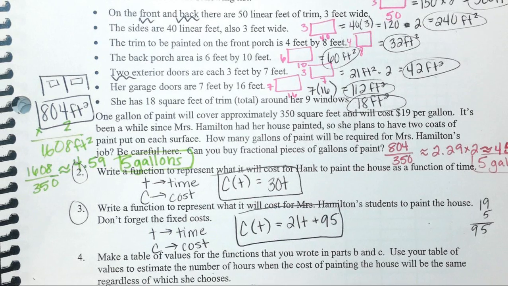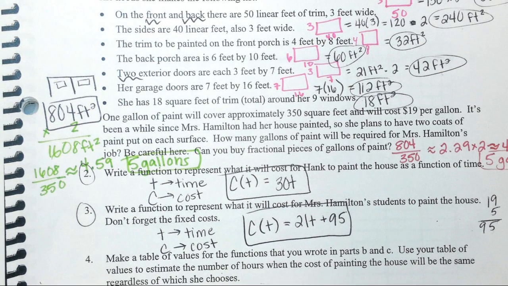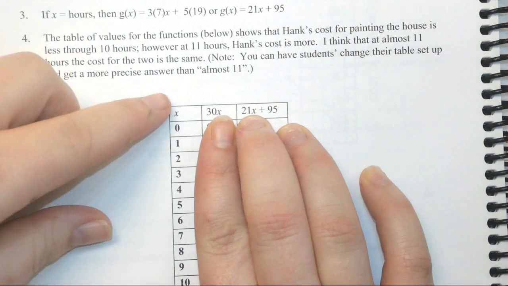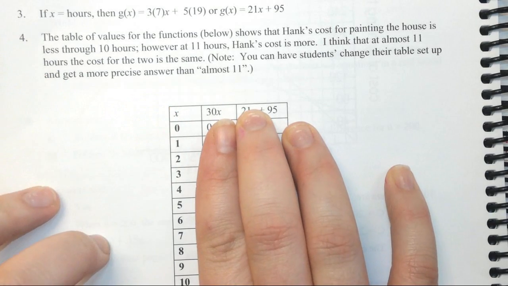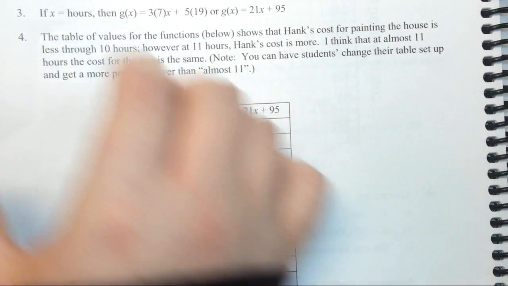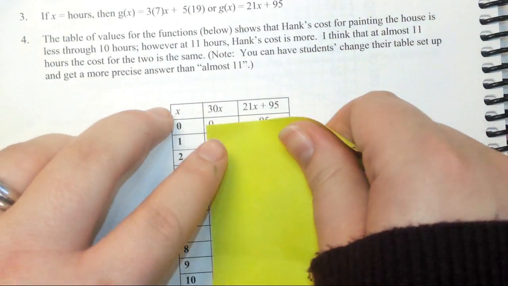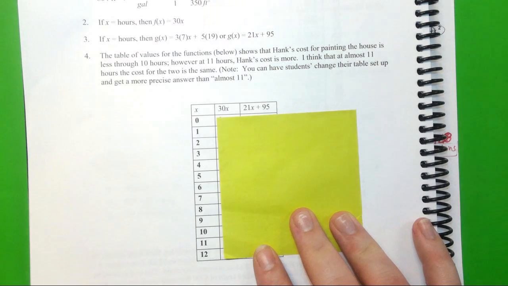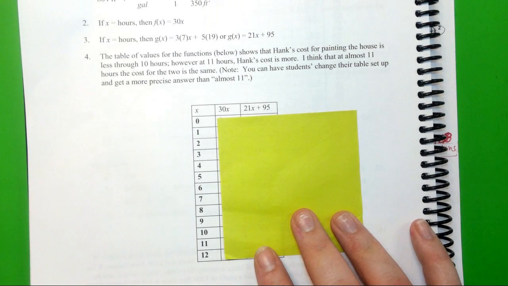Okay, number 4, you're really going to have to work on at home. It's wanting a table. Let me show you what we want our table to look like. So we want a table with X for 0 through 12. And you want to plug it in with 30, and you want to plug it in with 21 plus 95. So I'm going to put that under the screen for a second. I would probably do it on my own paper with lines because there's not a lot of room. Or you could do it on the back because there's space there.